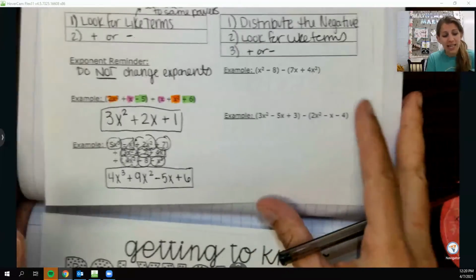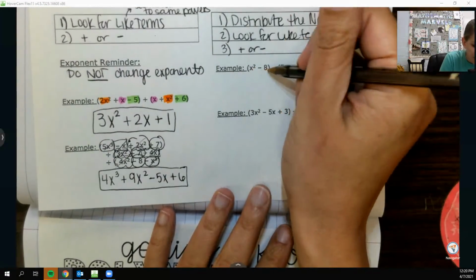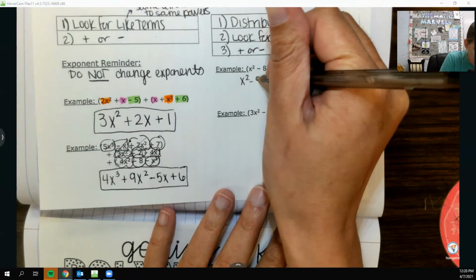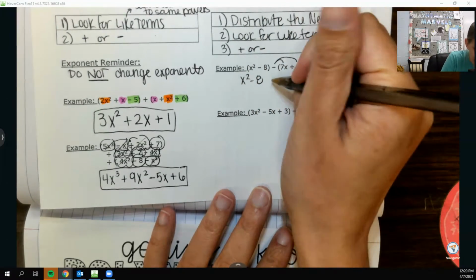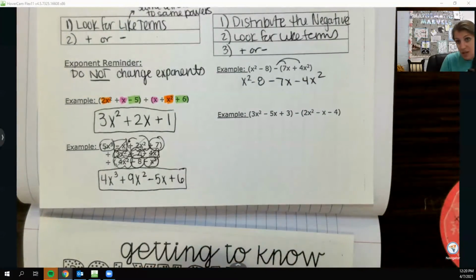Okay, looking at the next, I do not like to subtract. I always just goof it up. So the first set of parentheses do not matter, but the second set need to get that negative distributed to it. And then I just look up for my like terms.